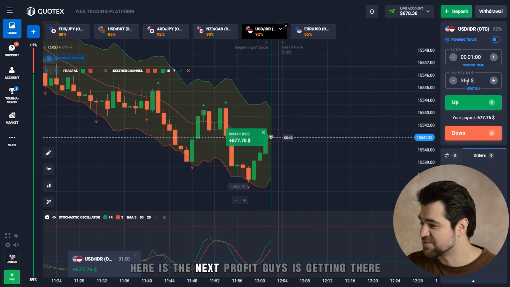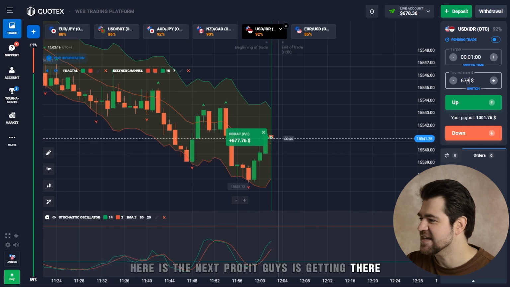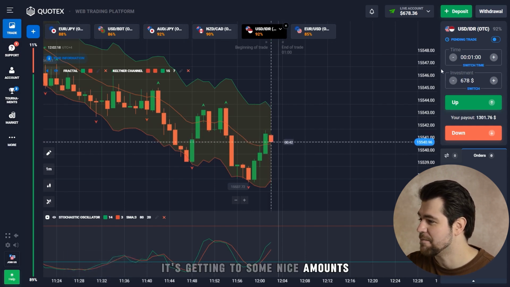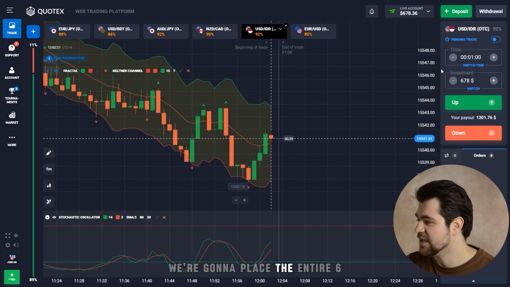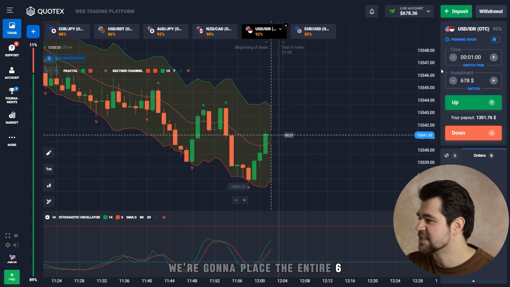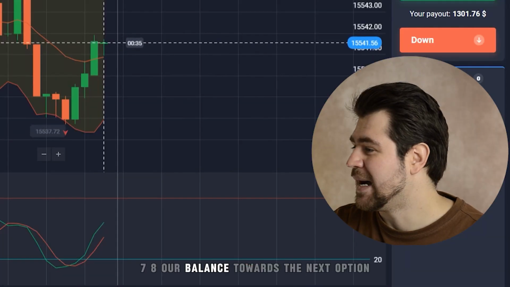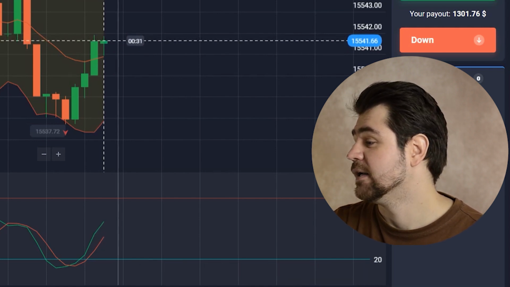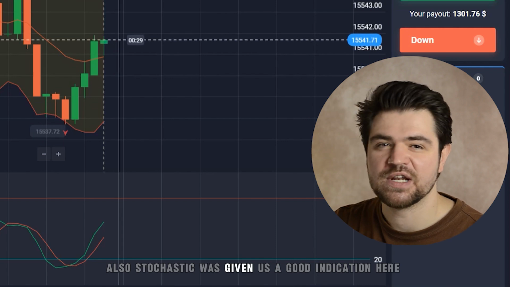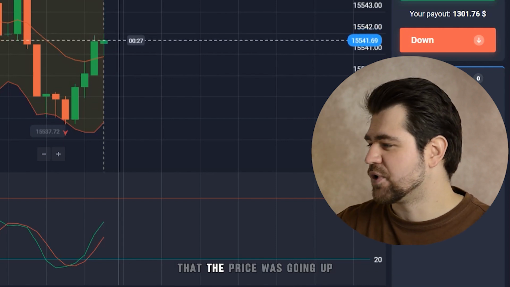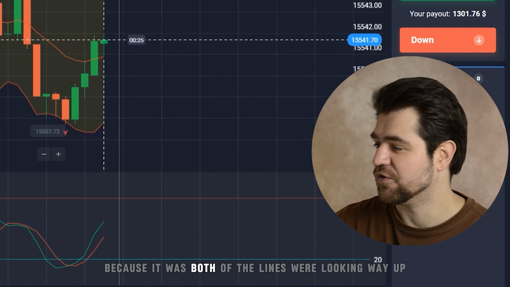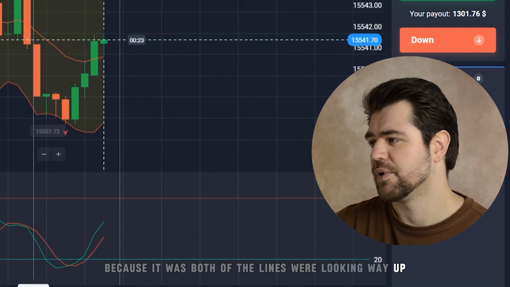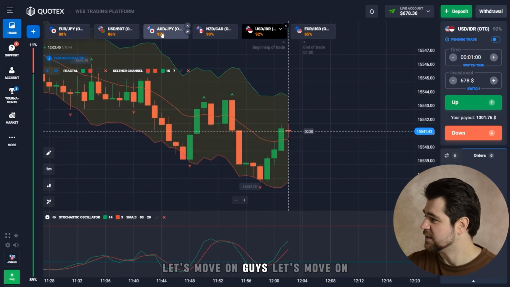Here is the next profit, guys. It's getting there. It's getting to some nice amounts. We're going to place the entire 6, 7, 8 of our balance towards the next option. And as you can see, stochastic was also giving us a good indication here that the price was going up, because both of the lines were looking way up. Let's move on, guys.